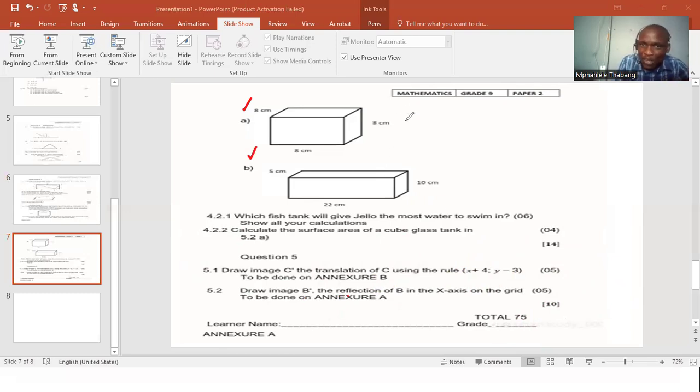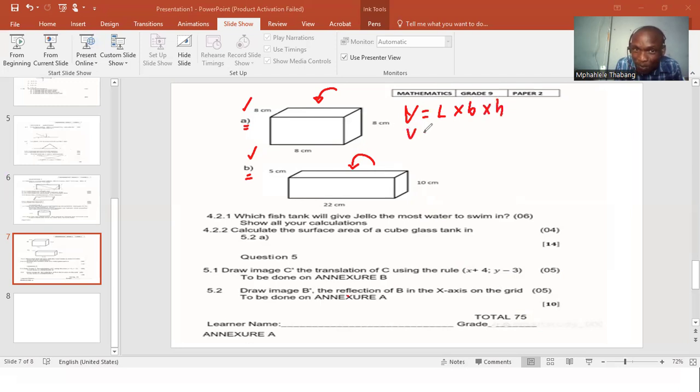So the capacity of an object is determined by the volume. So we have to find the volume of this rectangular prism A and find the volume of this rectangular prism B. Now the rectangular prism with a higher volume will carry a substantial amount of water compared to the other one. So we just have to calculate their volumes. And the volume of a rectangular prism, I said, is length times breadth times height.